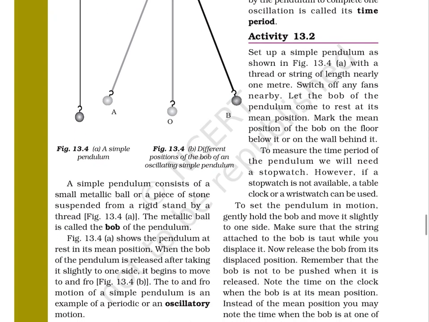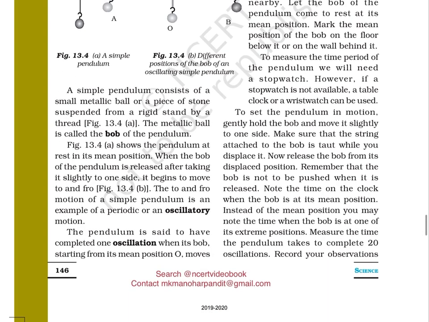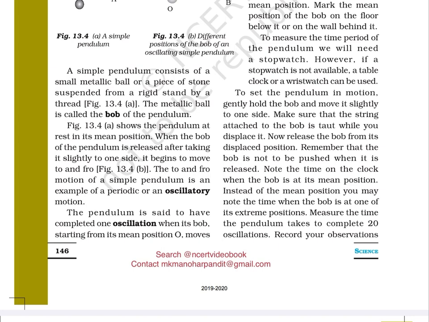Activity 13.2. Set up a simple pendulum as you can observe in figure 13.4a with a thread or string of length nearly 1 meter. Switch off any fans nearby. Let the bob of the pendulum come to rest at its mean position. Mark the mean position of the bob on the floor below it or on the wall behind it. To measure the time period of the pendulum, we will need a stopwatch. However, if a stopwatch is not available, a table clock or a wristwatch can be used.